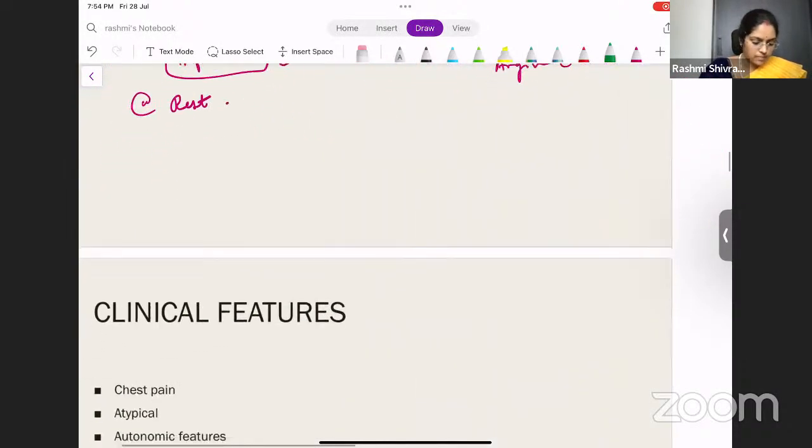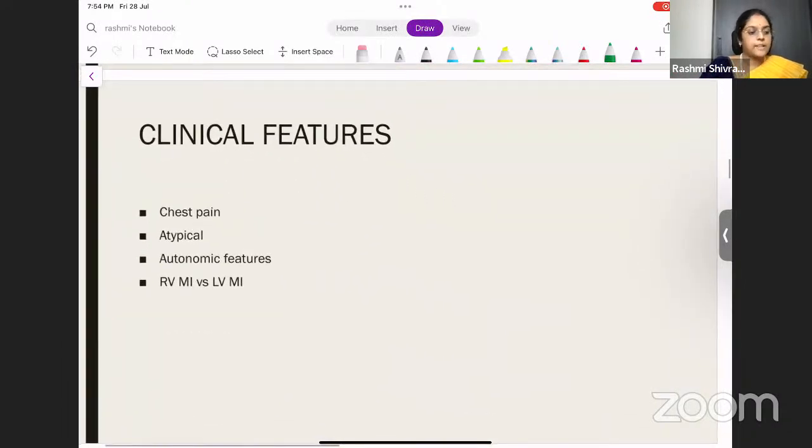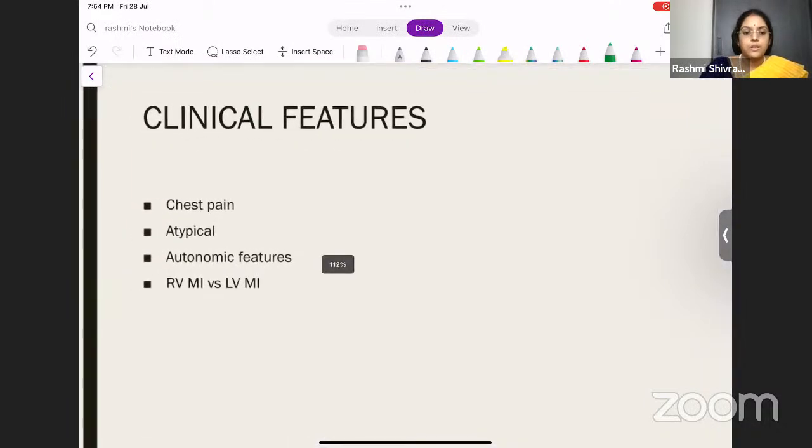I'll just answer this. Okay, so coming to the clinical features. What is the most important one? That is chest pain. What is this called? We call this angina. This is chest pain or angina. When you ask the patient, how is your chest pain, what are all the attributes that you should think of? What are all the points that you should consider?